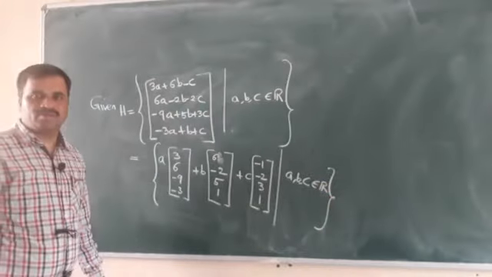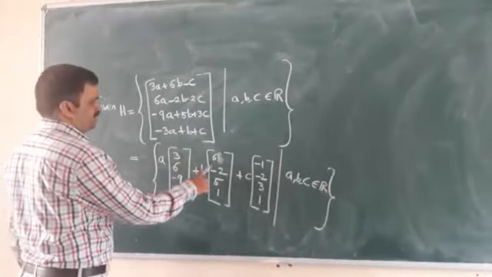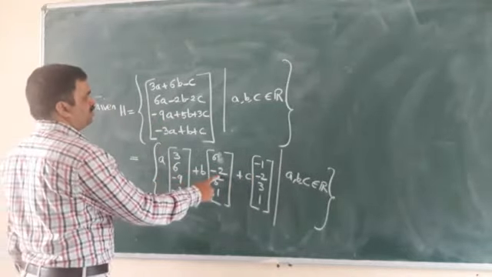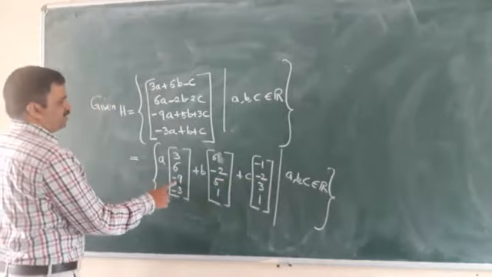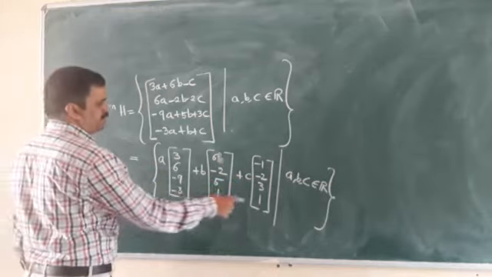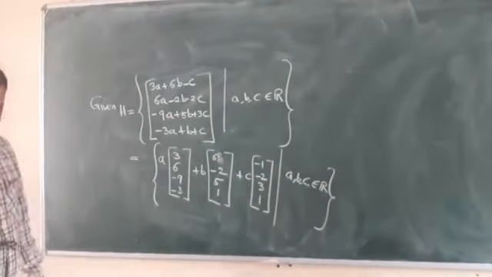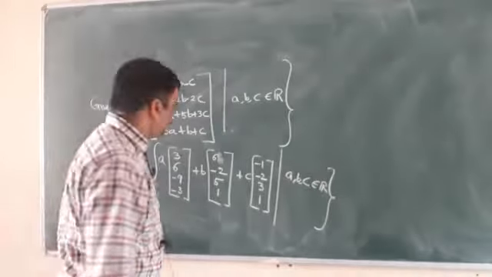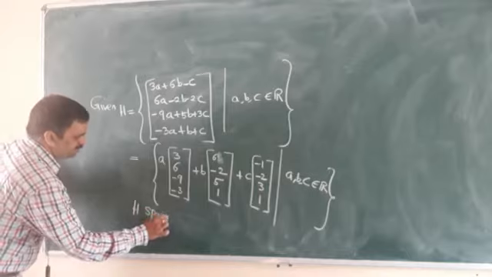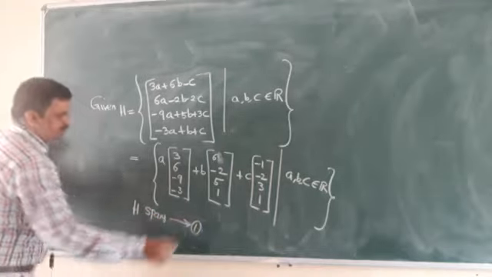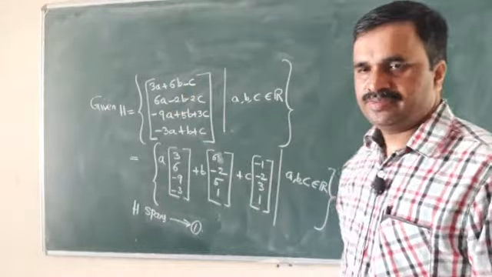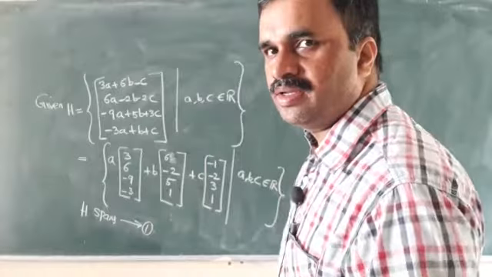If you have any doubt you can cross check it. Entries 3a plus 6b minus c, second row 6a minus 2b minus 2c, minus 9a plus 5b plus 3c, minus 3a plus b plus c, such that a, b, c belong to real numbers. So I can say H spans. One more thing I have to prove: these three vectors are linearly independent.